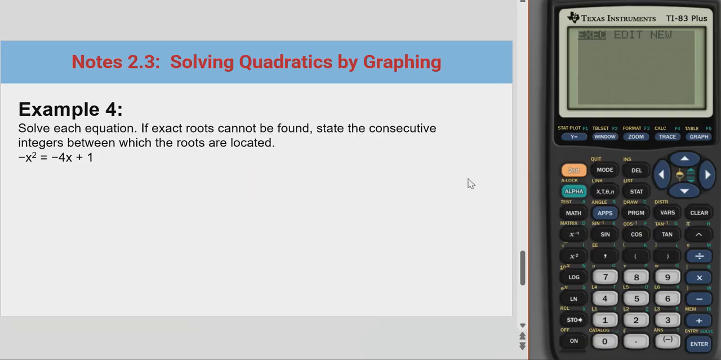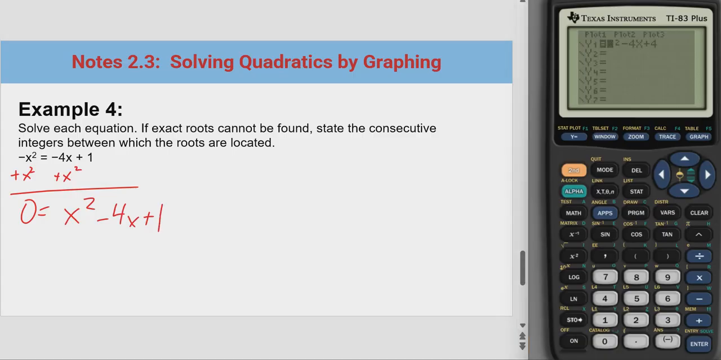And then again, we have a situation where we have an equation that is not equal to 0. So I can just simply add this x squared across. So I'm going to have 0 equals x squared minus 4x plus 1. I put that into y equals x squared minus 4x plus 1.